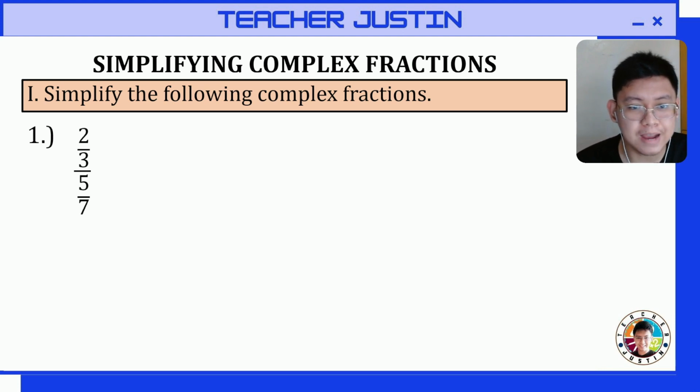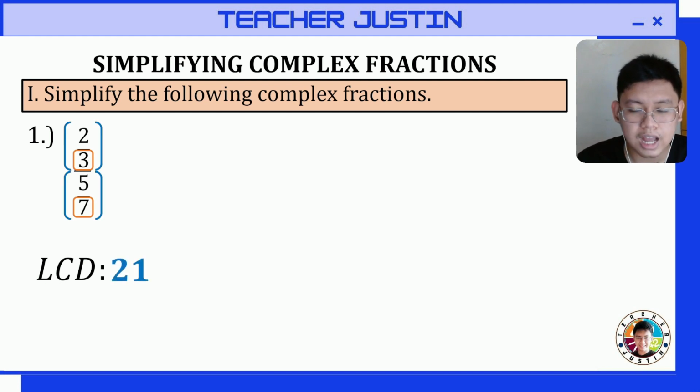So this is an example of a complex fraction. May fraction tayo sa numerator, may fraction tayo sa denominator. And how are we going to simplify this? So ang first step natin is for us to identify our denominators for every fraction sa numerator at sa denominator natin. Then we get the least common denominator. So we get the least common denominator of 3 and 7, which will be equal to 21. So gagamitin natin to in multiplying both numerator and denominator by 21.